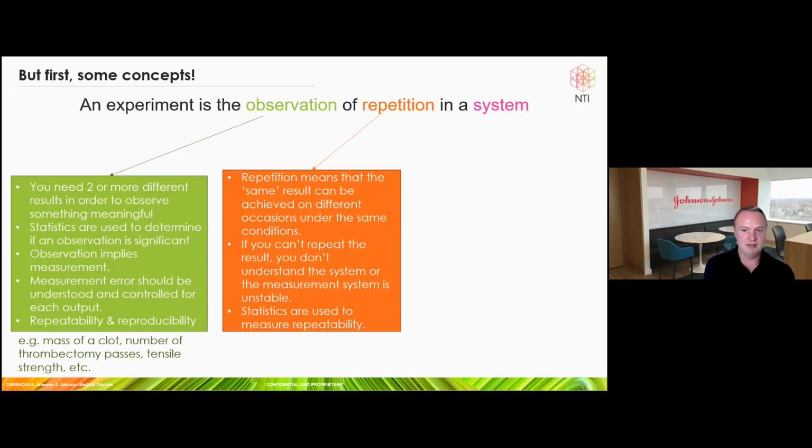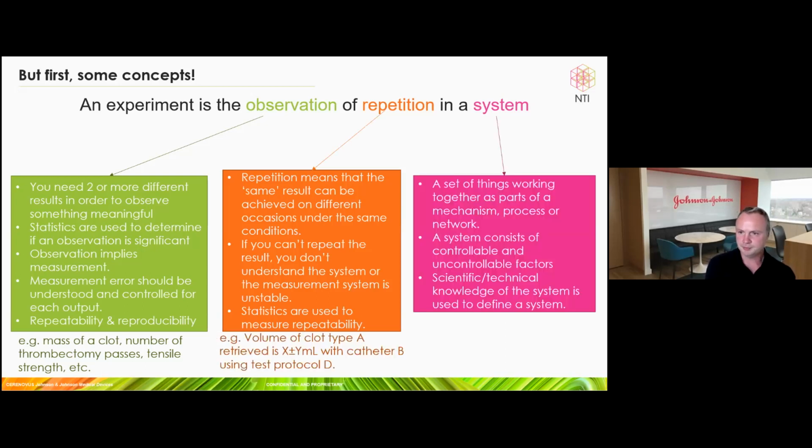So if you can't repeat the result, then you don't really understand the system, or your measurement system is poor, okay? And then, of course, you can get a measure of that repeatability using variance or standard deviation, and so on. And then the system is also another important thing. So this is describing a set of things working together, your process or your test method, whatever it might be.